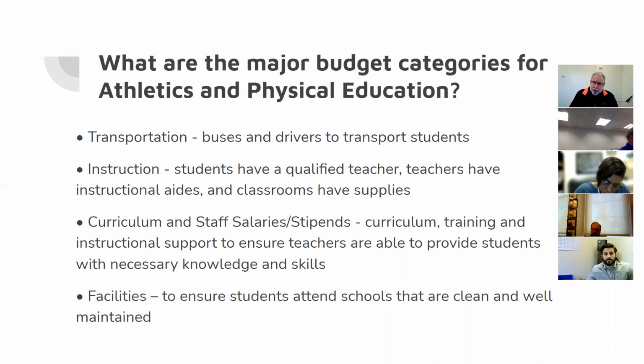The next one is instructional. You'll see budget codes related to your instruction. That's the qualified teacher with the instructional aids and the supplies that go along with instruction. So there's a separate little code for that. Curriculum and staff salaries, training and curriculum, the curriculum development, more for the bigger subjects, science, math, English, may have more curriculum items than you, but you still have a right to have a budget code that relates to curriculum.